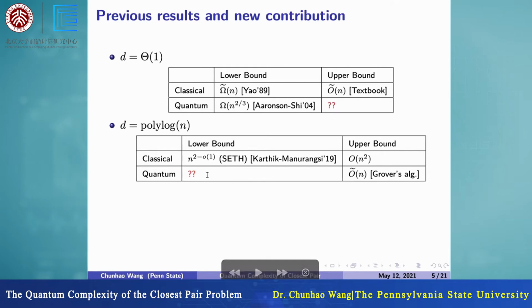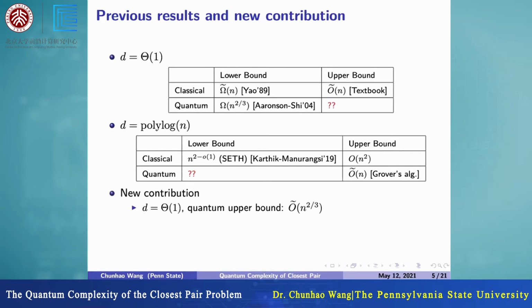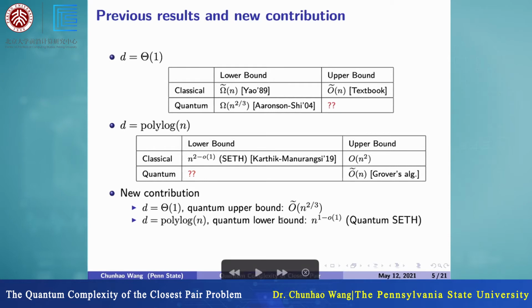So the contribution of this work is that when the dimension is constant, we gave a quantum algorithm to solve the closest pair problem using n to the 2/3 time complexity. And this bound is tight up to polylog factors. And also when the dimension is higher, we showed that the quantum lower bound is almost linear, which means that this Grover search is almost the best you can do.